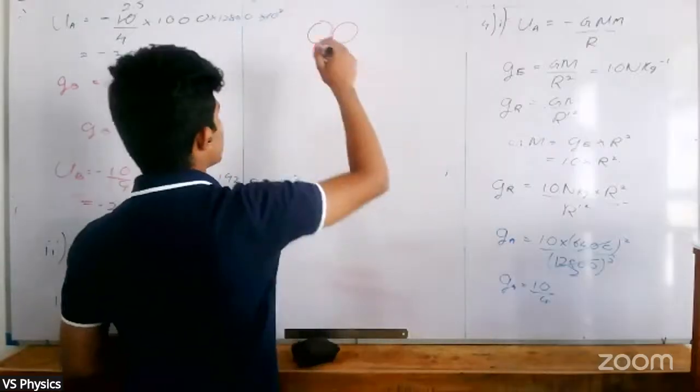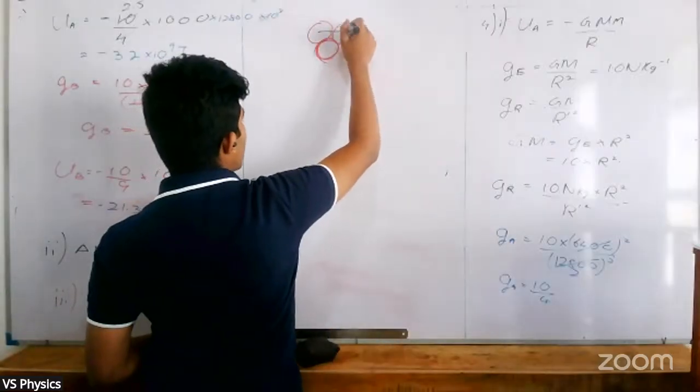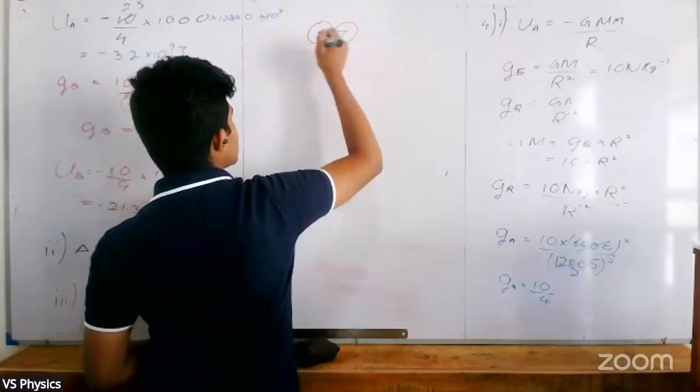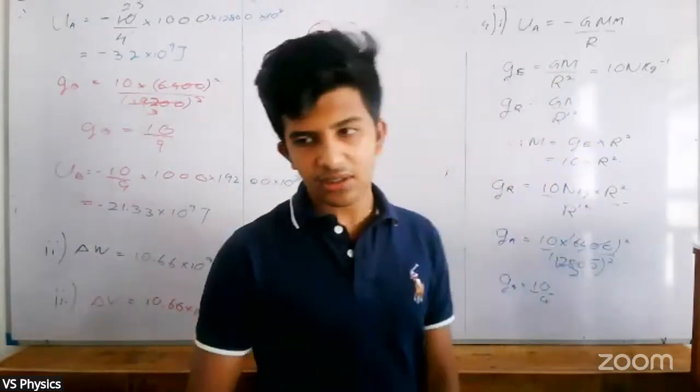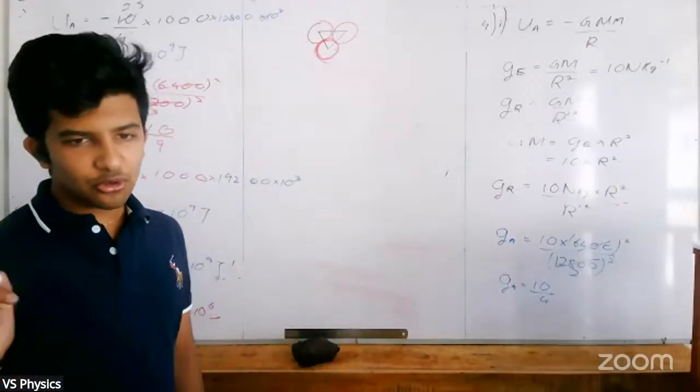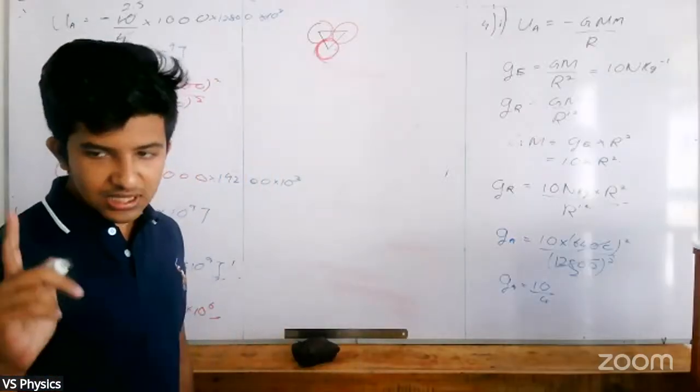If you take the centroid or the center of these spheres and connect them with each other, what do we get? We get an equilateral triangle. We only need to find the force on one such sphere.